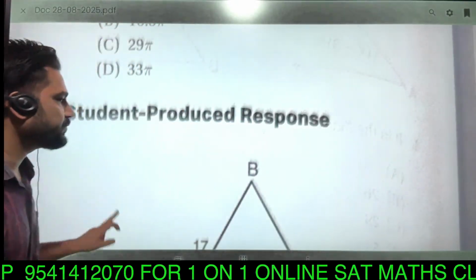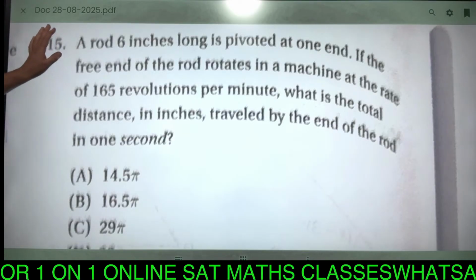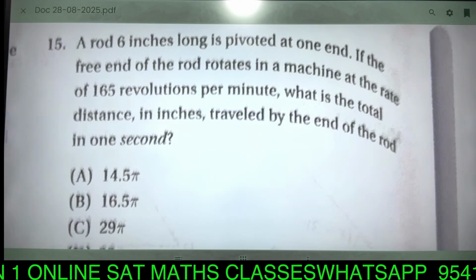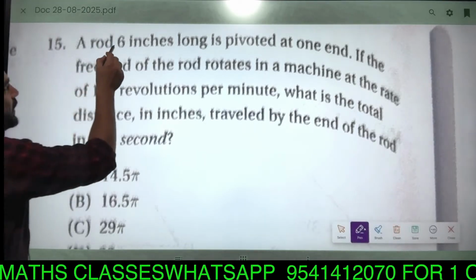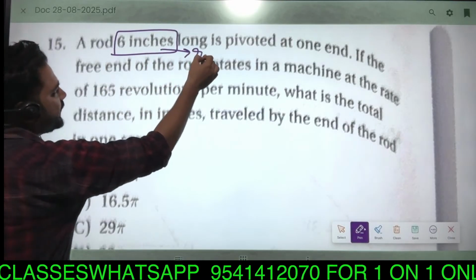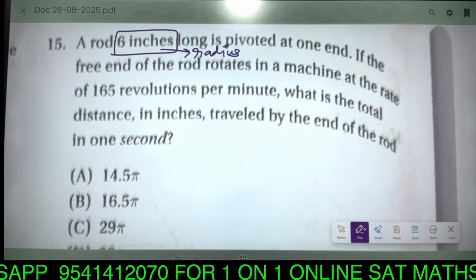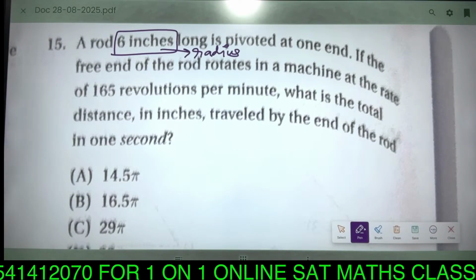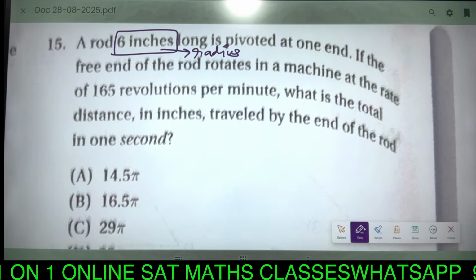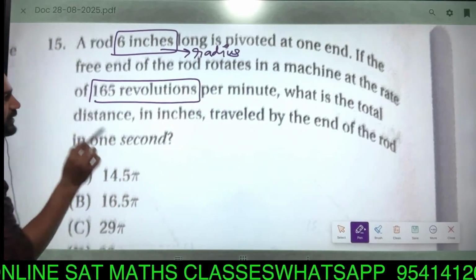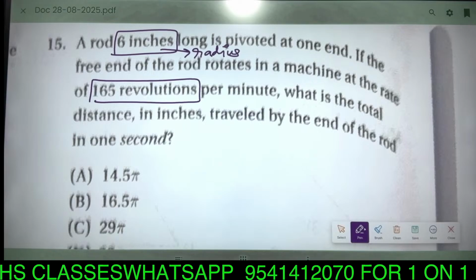Okay, and the last question of today's class is: a rod 6 inches long is pivoted at one end. Basically, in this question I think we have a little error. The rod's length is not 6 centimeters, it is 6 inches, and we will consider it as the radius of the circular path. So the radius is 6 inches, pivoted at one end. If the free end of the rod rotates in a machine at the rate of 165 revolutions per minute, what is the total distance in inches traveled by the end of the rod?